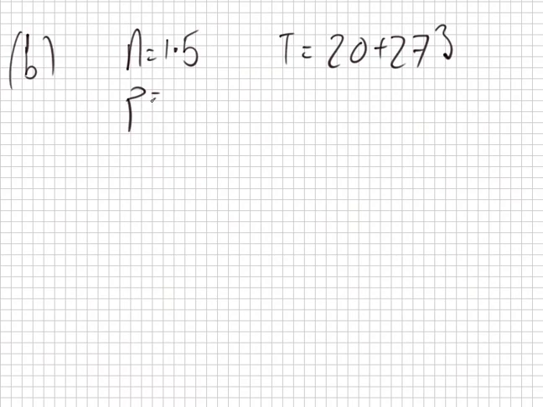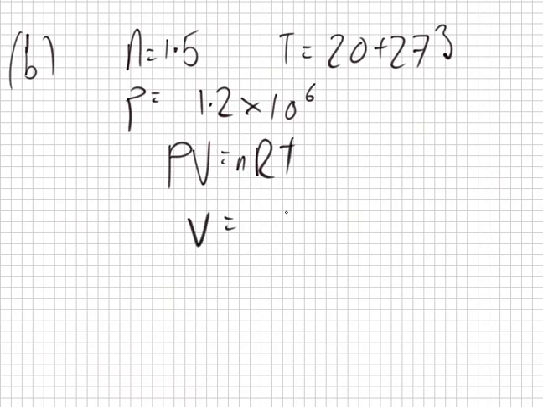A cylinder contains 1.5 moles at a temperature of 20 Celsius, so I have to add 273 to that, and at a pressure of 1.2 megapascals. Happy days. What is the volume? So PV equals nRT, V equals nRT over P. Go.